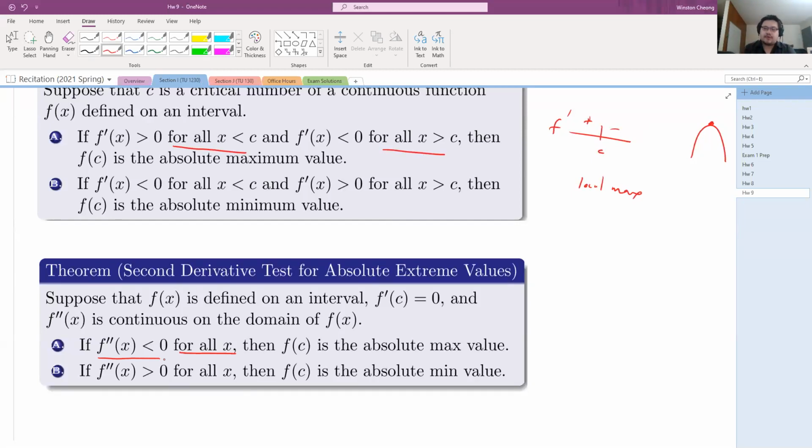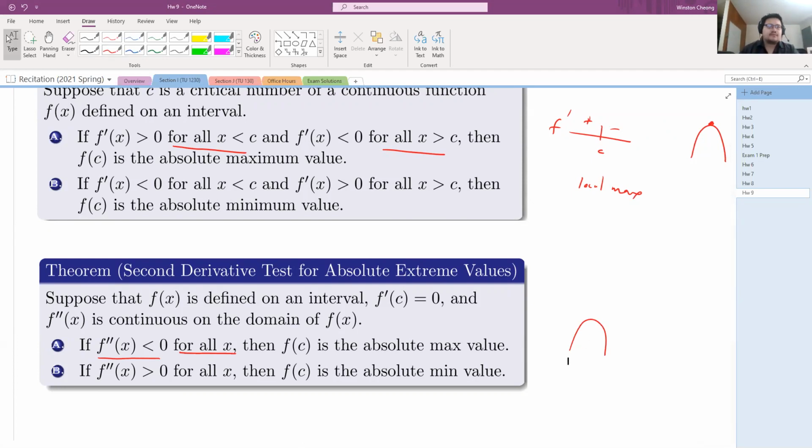Which is a local property. It's a property only on that point. But this statement, this theorem, second derivative test for absolute extremes, is talking about for all x on this domain. So it's not a local property anymore. It's a global property that applies to the entire domain. You're stating that the second derivative is always less than zero for the entire interval. And geometrically, that's saying the whole function is shaped with a negative concavity, meaning it actually does look like that kind of parabola shape.